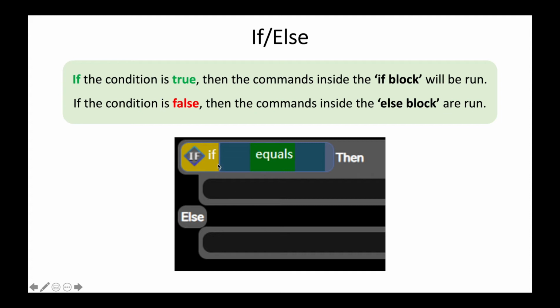So for example, if the jellyfish is touching the fish, then move away, else stay where you are. Another example is if you're hungry, then you can eat, else don't eat. So it's true and it's false.